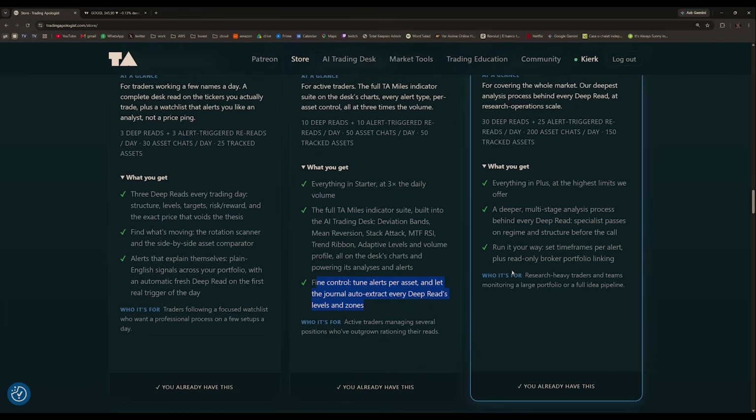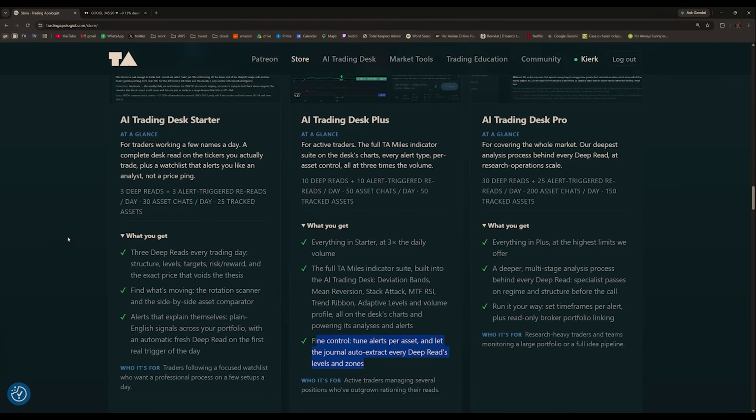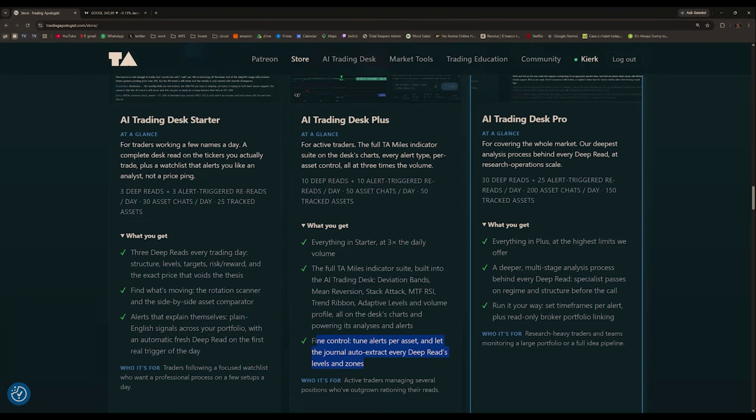And then the deepest, or the highest tier, basically 30 reads a day, 25 alerts, triggers, and rereads on those. You have multi-stage analysis, and this is where it's not a more powerful AI, it's a more powerful process. So again, they are all using the same models. It's the process that changes. This is basic process, this is stronger process with indicators, and this is the full process with the full indicators, right? So that's what is increasing from one tier to another, mostly.